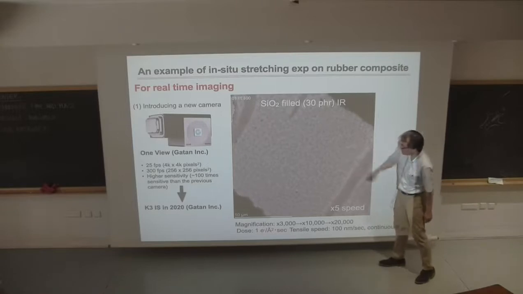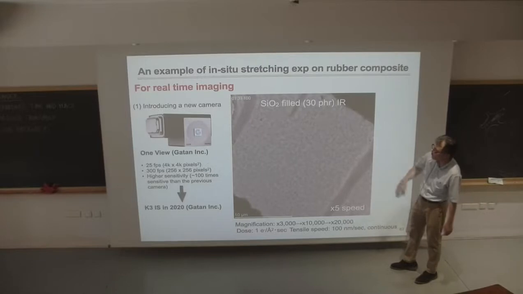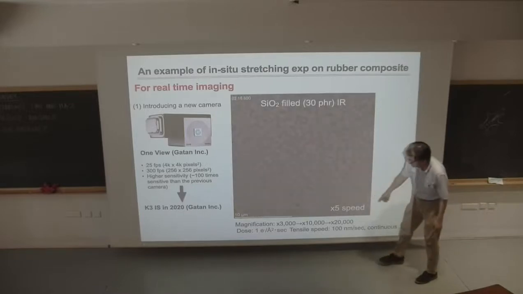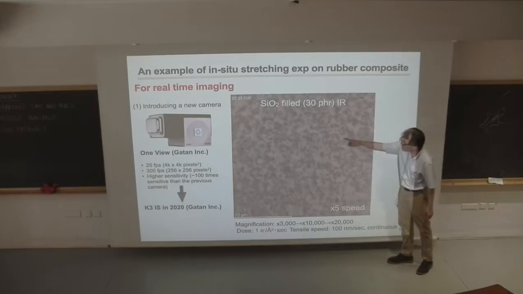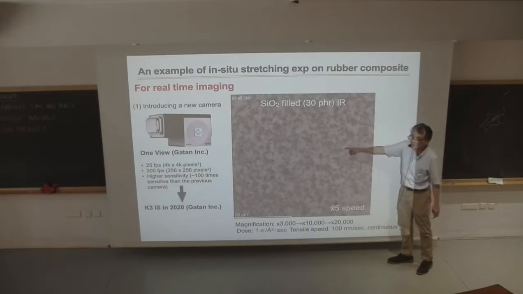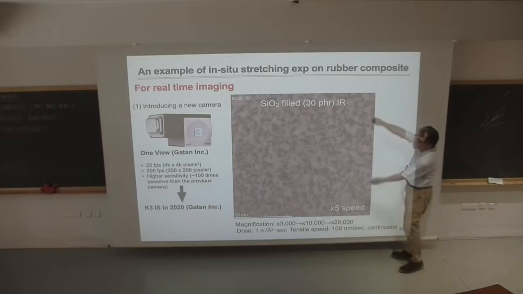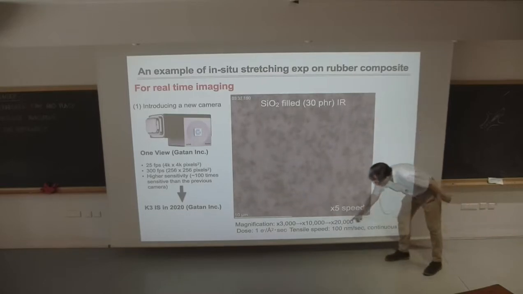The light gray part is rubber, and the dark gray part, although it's not visible so well, those are the silica particles. So we're stretching this way now, and then it's now 10,000. You can see the particles even more clearly because we have a larger magnification. In this case, we stretch this way, okay? And then this is now 20,000.